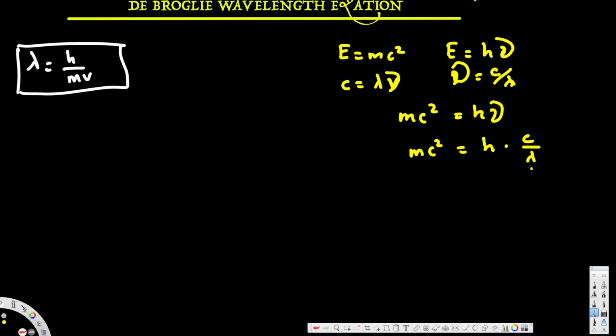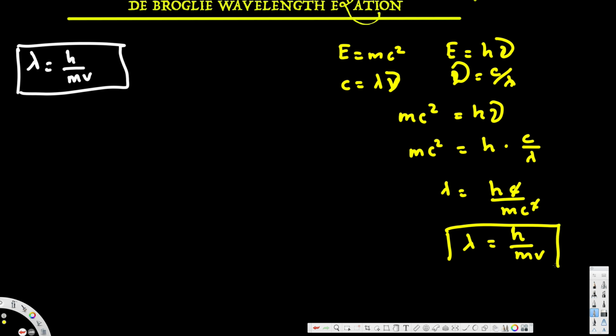c over lambda. Here we are interested in finding lambda, so lambda is equivalent to hc divided by mc squared, and one c cancels. Now instead of c, we can replace that with v. Lambda is equal to h over mv, and that's how we derived the de Broglie wavelength equation.